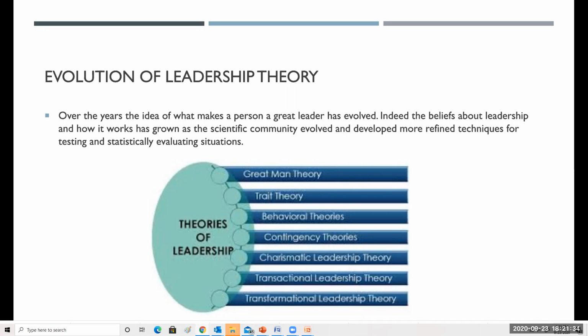modern leadership theories. We're going to start by talking about the great man theory, and then we're going to move into trait theory, behavioral theories, and on down to the modern theories of leadership in this lecture.